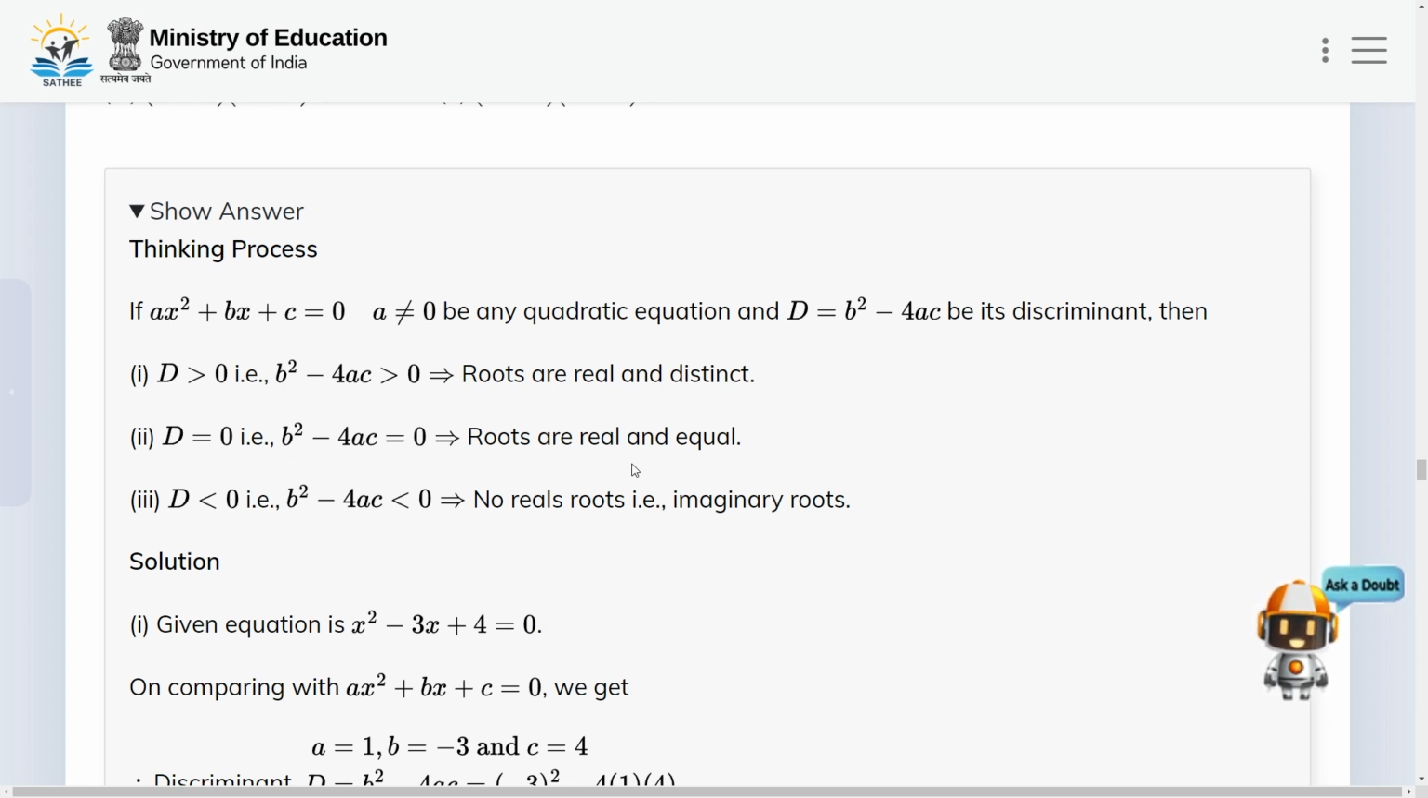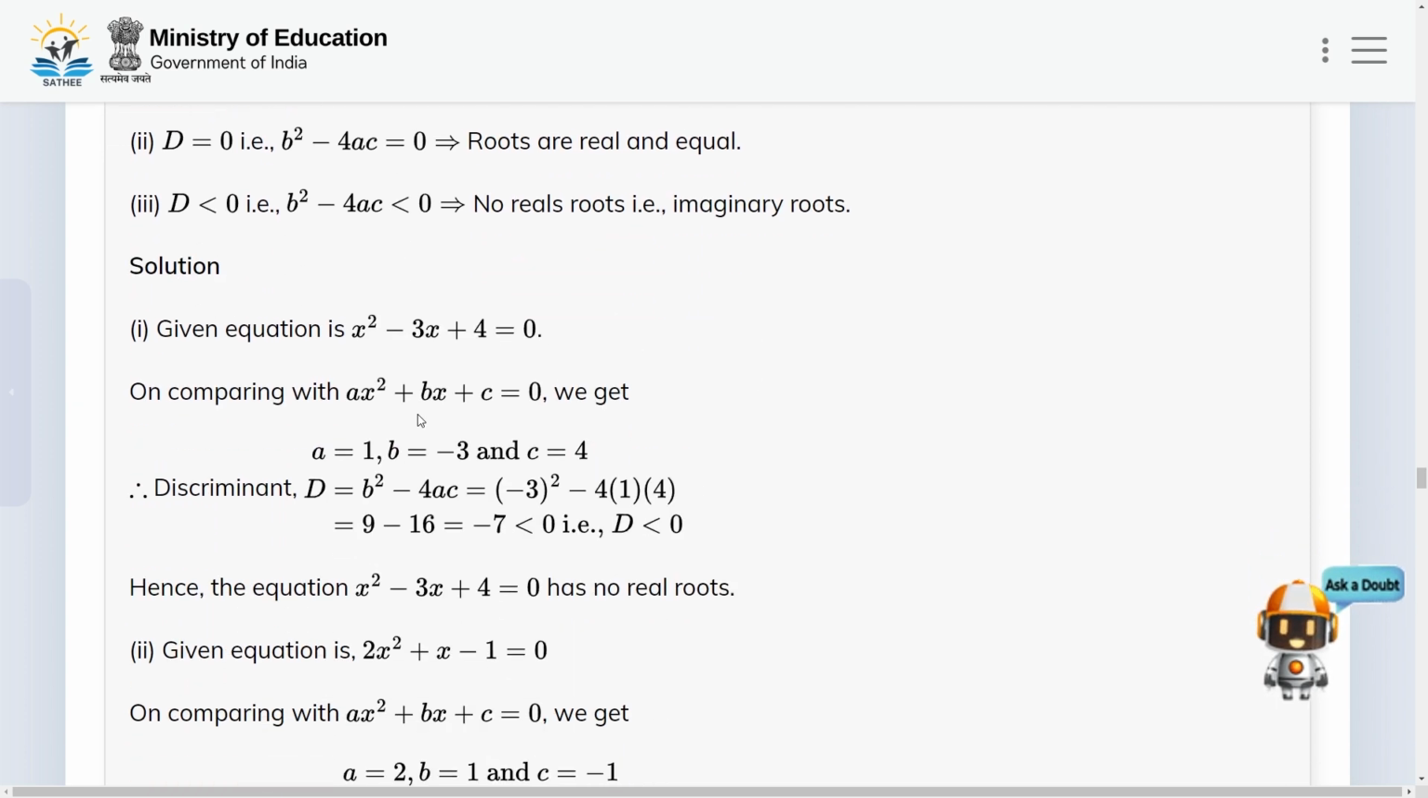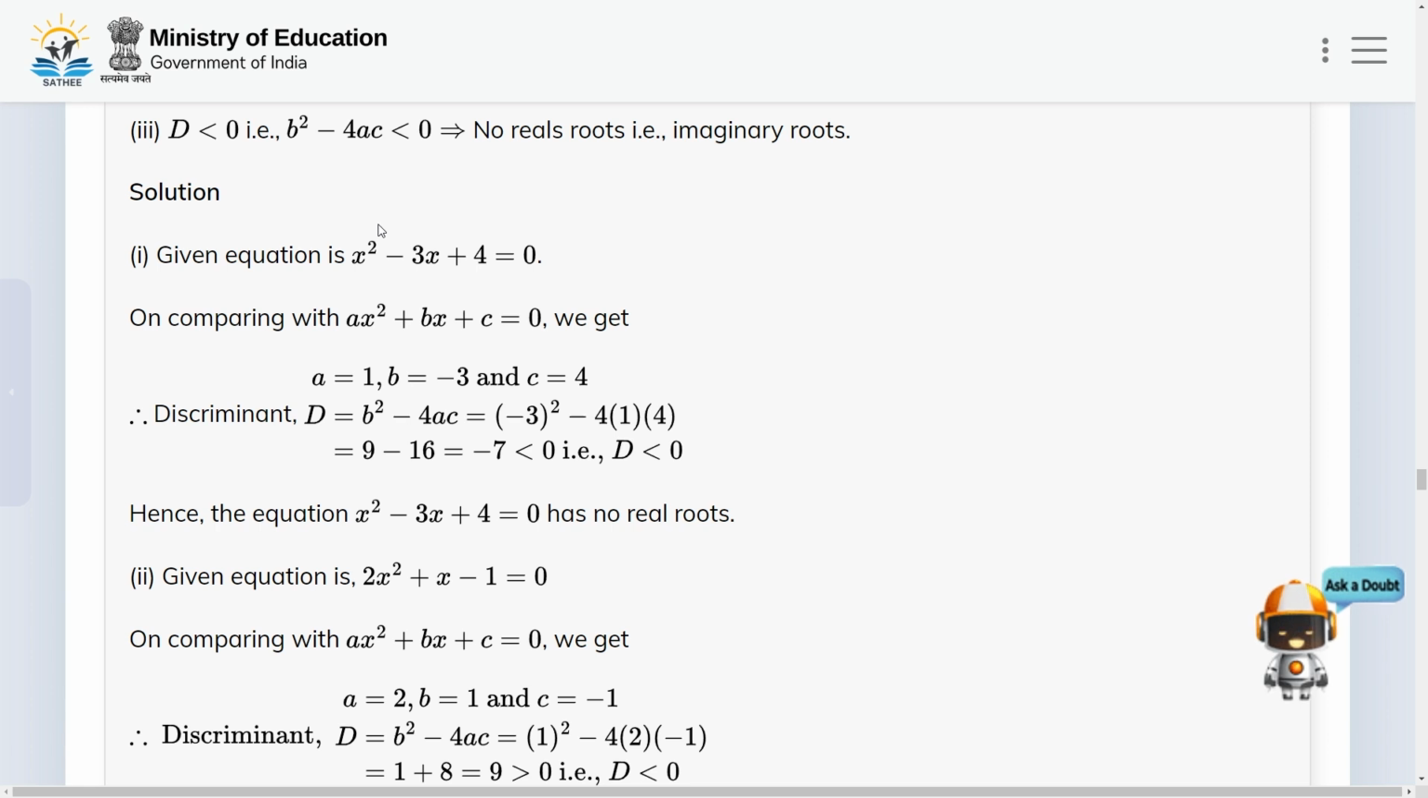and if the discriminant is 0, then the roots are equal and real. And if the discriminant is less than 0, then there is no real root, that is, imaginary roots. So the given equation is x square minus 3x plus 4 is equal to 0. Comparing this equation with ax square plus bx plus c is equal to 0, we get a is 1, b is minus 3, and c is equal to 4.